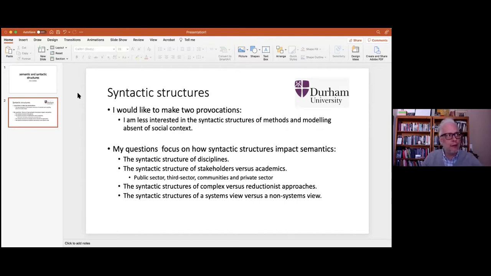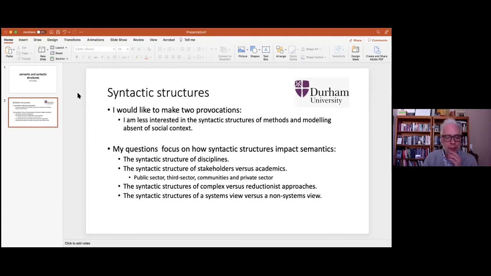And I take more of a Foucaultian perspective. It's not that this isn't important. It's just not interesting to me. I'm less interested in the syntactic structures of methods and modeling absent of social context. I teach a module right now for our master's in data science and methods called Interdisciplinary Perspectives. And I approach methods and models from the perspective that you could have something like an agent-based model, and an anthropologist, a physicist, a public health expert, and a psychologist are going to use that very tool in very different ways, depending upon the syntactic structures of the actual disciplines they're grounded in.